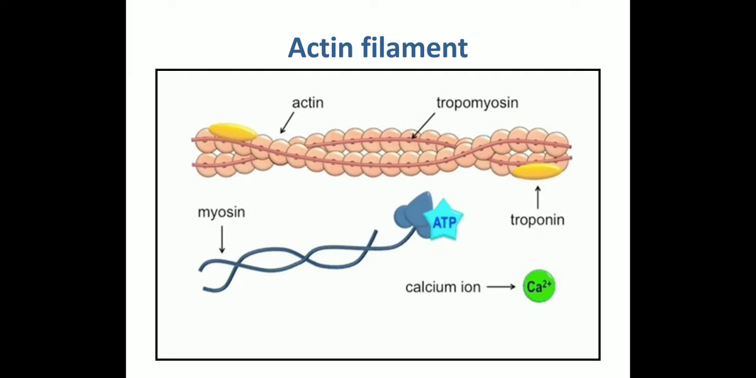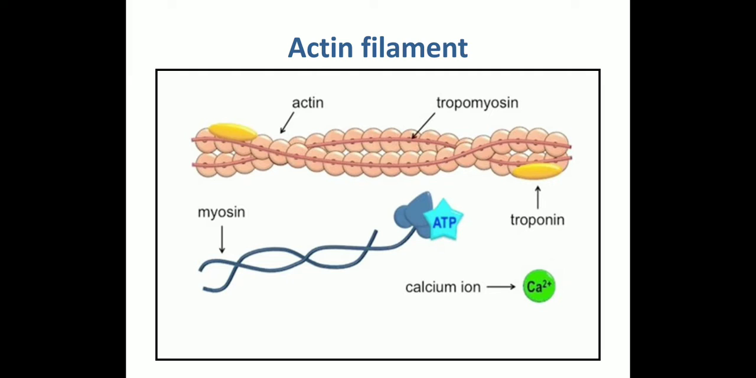Look at the structure of myosin, like a double-stranded structure, highly coiled, and at the end, the head part, one molecule of ATP is already seen. So actin filament and myosin both are already given over here.